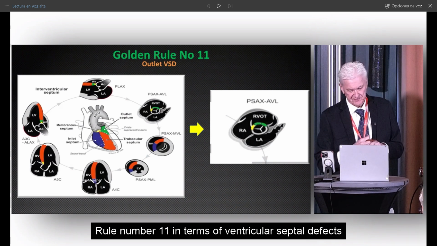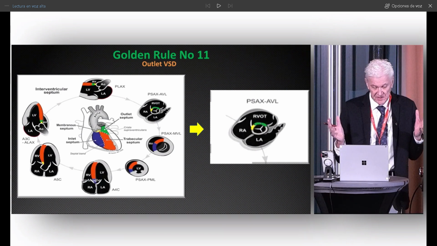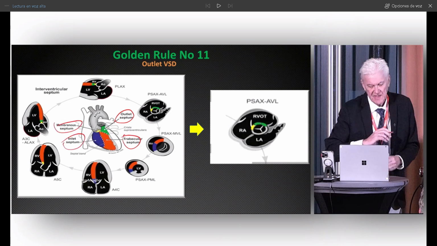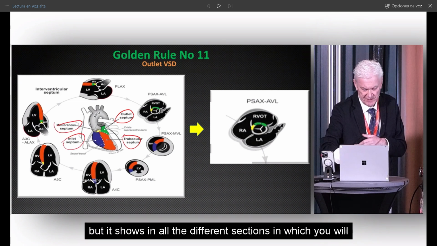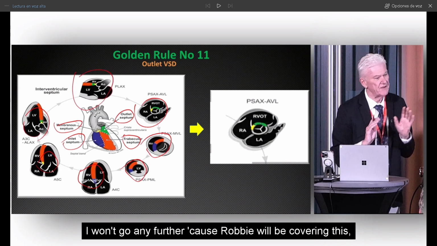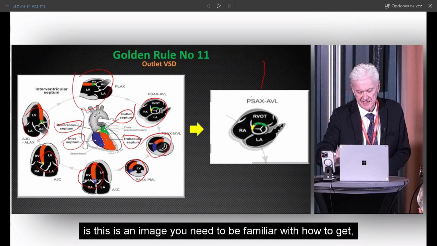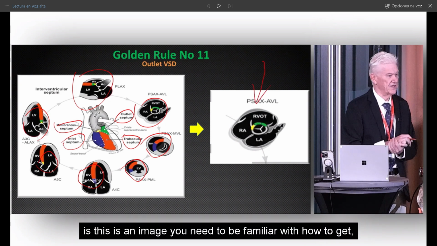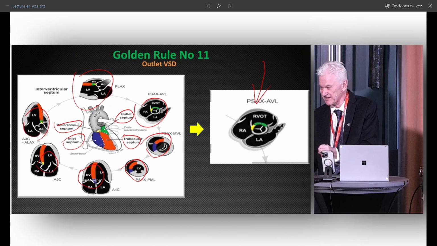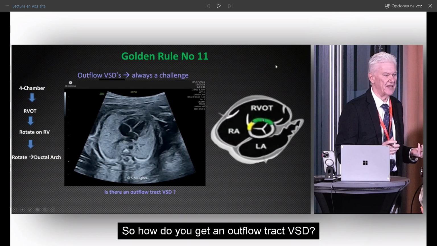Rule number 11. In terms of ventricular septal defects, and Rabi will cover this, but this is a diagram I love because it shows the individual portions of the septum, and it shows in all the different sections in which you will see septal defects. I won't go any further because Rabi will be covering this, but the reason why it's rule number 11 is this is an image you need to be familiar with how to get. Because we're all fine with the inlets and the musculars and the perimembranous, but we all struggle with the outflow tract VSDs.